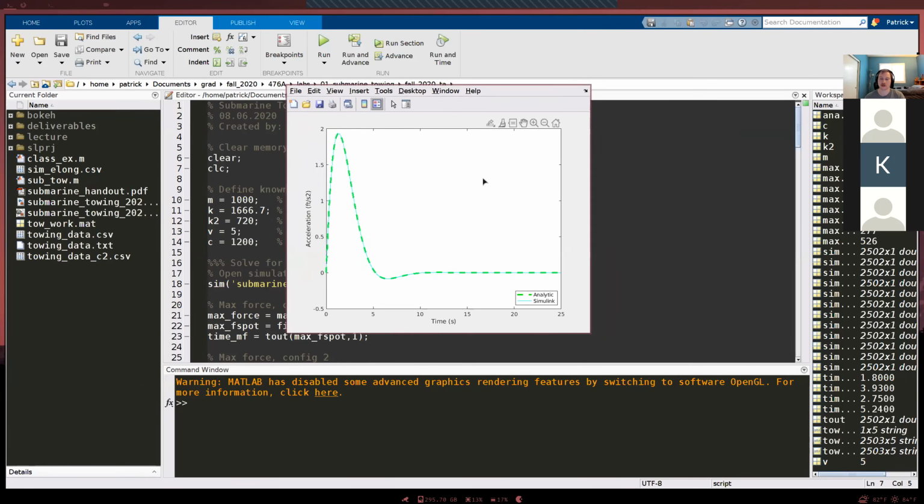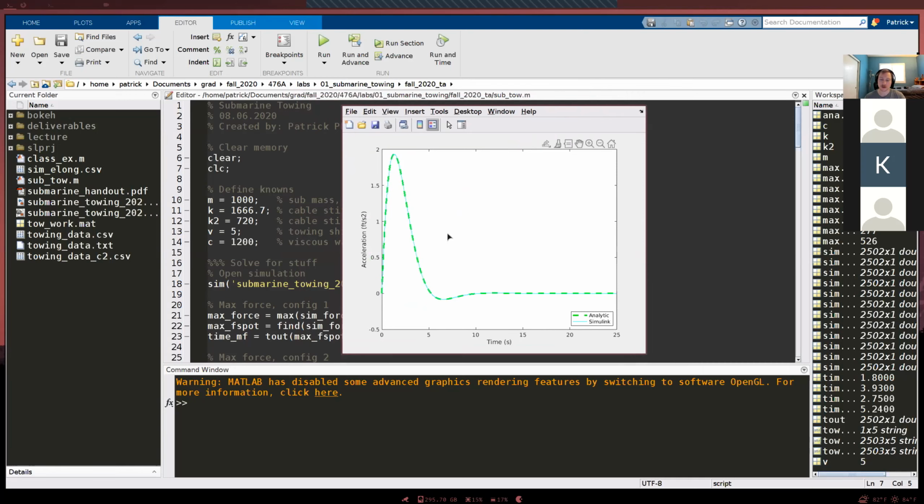It looks like I only plotted acceleration here, but this plot here is the acceleration plot for the analytic solution and the Simulink solution. In blue I have the Simulink solution, and in green I have the analytic solution. And this is for table 2. So remember that we're comparing the solution for table 2. If you want, you could do table 1 as well, but that's going to be more work and you don't have to do that at all. So we have acceleration.